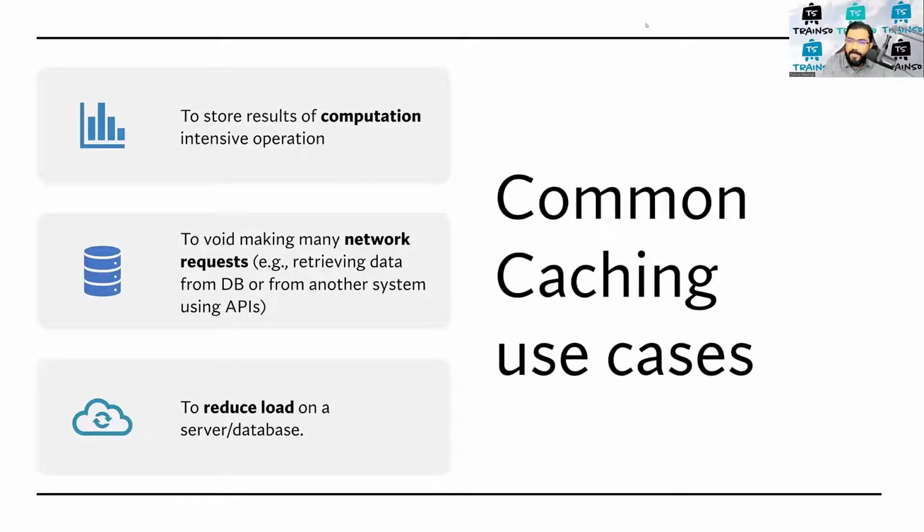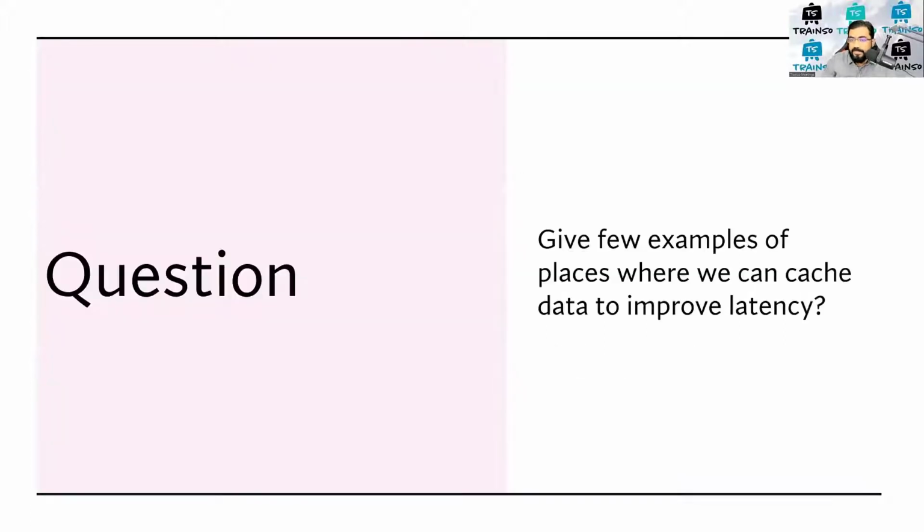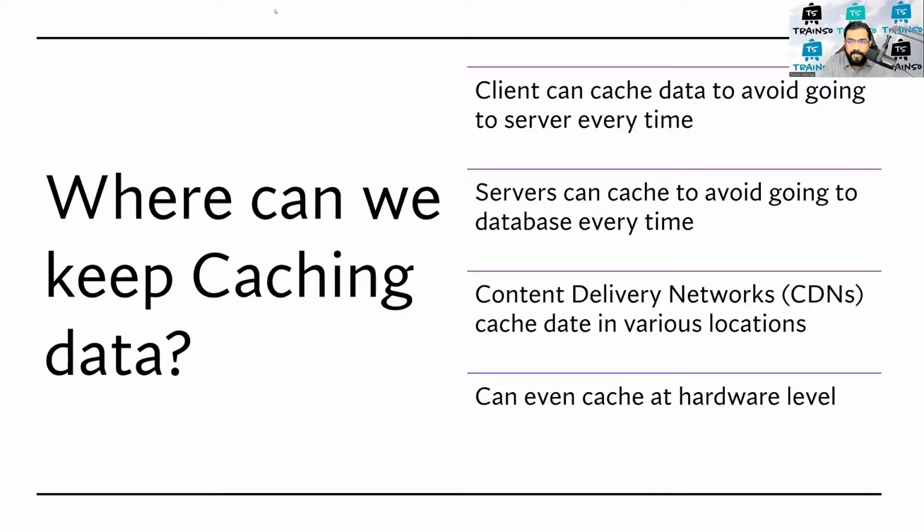And also, can you tell me some of the common tools or databases that are used for caches? Redis, which is actually a key value pair database. So quickly, give few examples of places where we can cache data to improve latency. So imagine a situation where a client is making a request to a server, and the server is connecting to a database. So tell me, where all can I cache? You can cache data at the client side, or servers can also cache data to avoid going to the database every time.